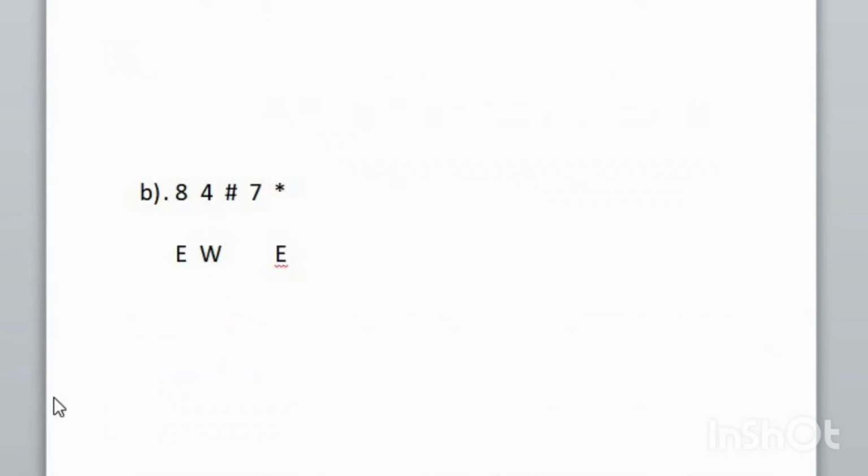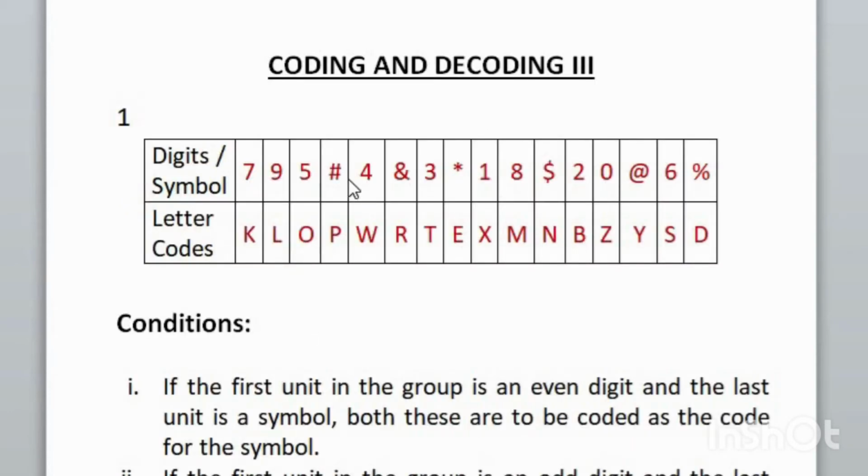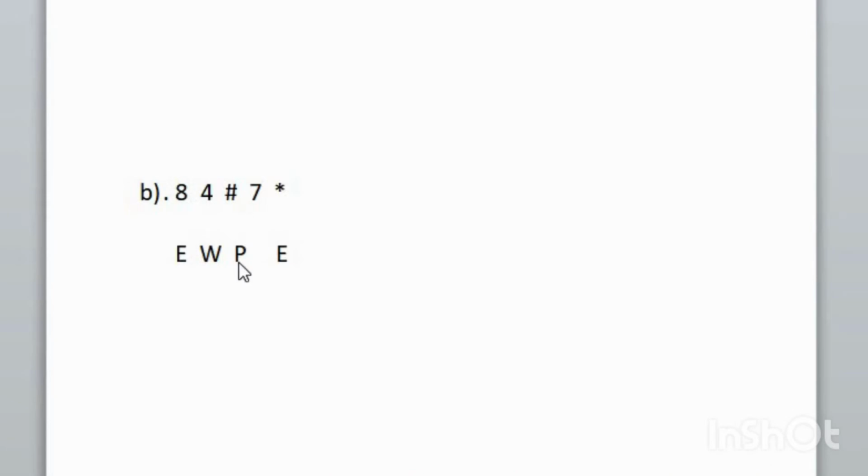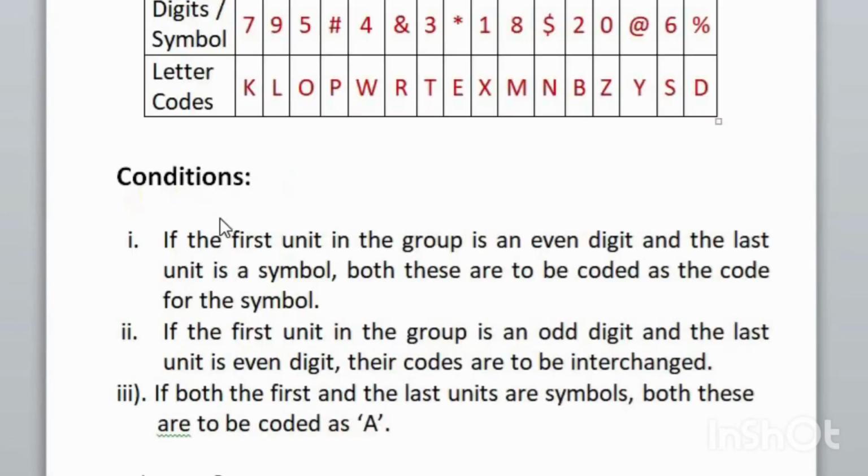Now the letter code corresponding to hash is P, right? So we can replace hash with P. Similarly, the letter code corresponding to 7 is K, right? So instead of 7, we can write K. So the answer is EWPKE.